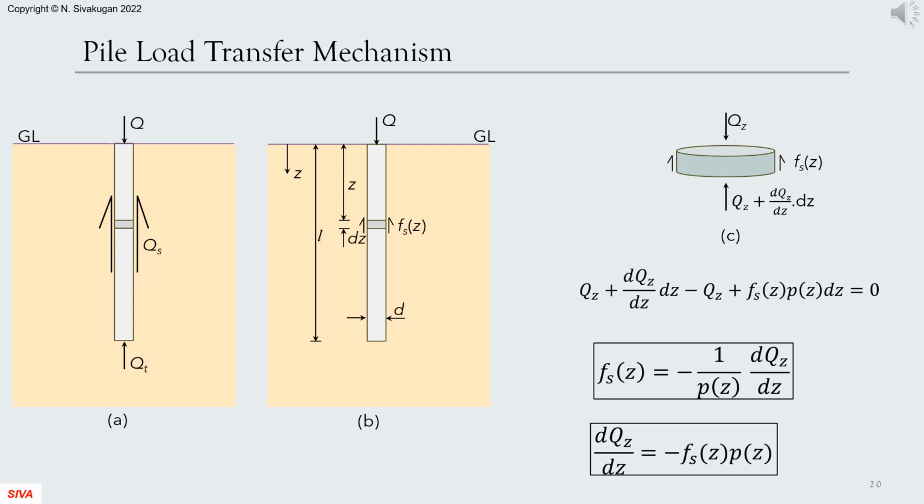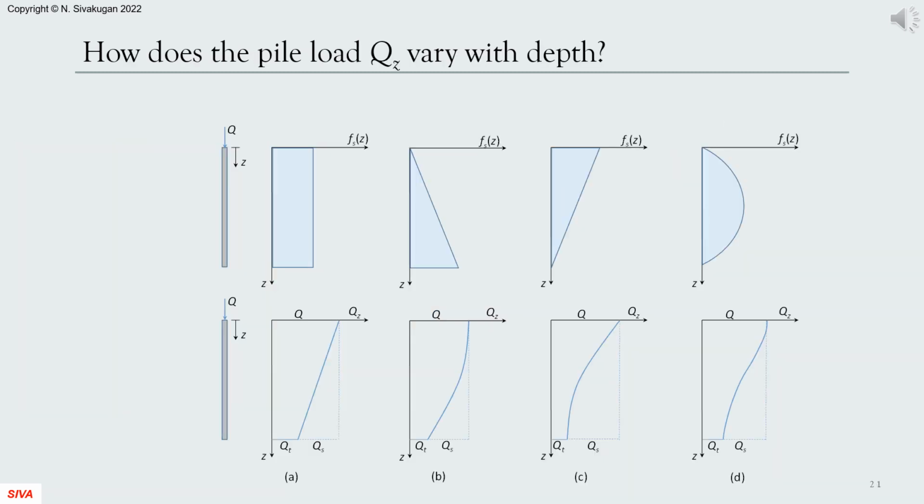The pile load QZ acting on the cross-section of the pile and the skin friction Fs vary along the pile length. They depend on each other. Here, again we look at the equilibrium of a disc element, to develop a relationship between the pile load QZ and the skin friction Fs.